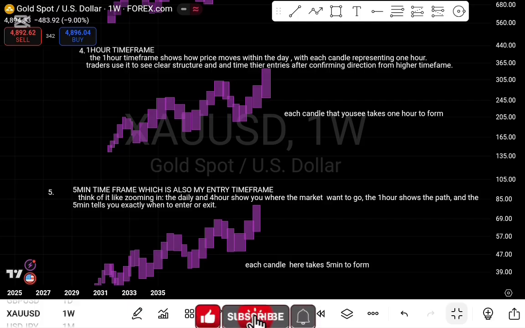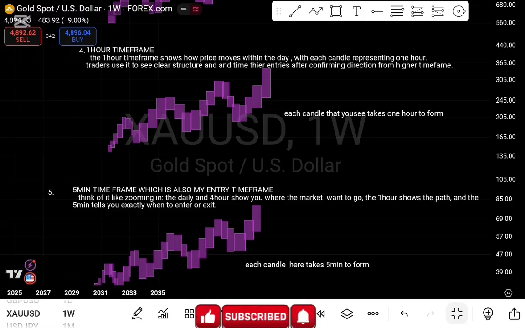Think of it like zooming in. The daily and the 4 hours show you where the market wants to go. The 1 hour shows you the path, and the 5 minutes tells you exactly when to enter or exit the market.